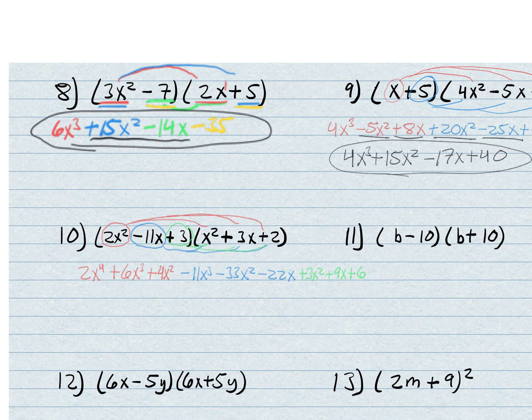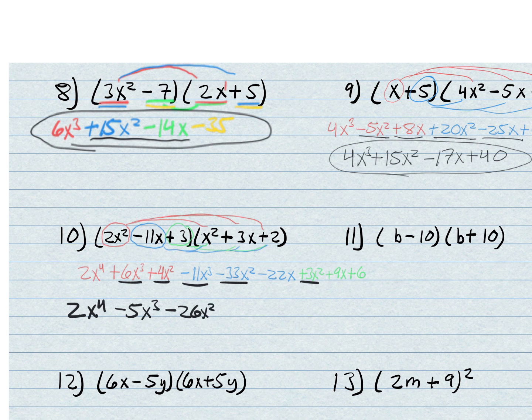2x to the 4th, nothing can combine with that, so I'm just going to rewrite it, 2x to the 4th. I have a 6x cubed and a minus 11x cubed. 6 minus 11, combine the coefficients, is going to be negative 5x cubed. 4x squared minus 33x squared plus 3x squared. Well, negative 33 plus 3 is negative 30, and then negative 30 plus 4 is going to get you negative 26x squared.